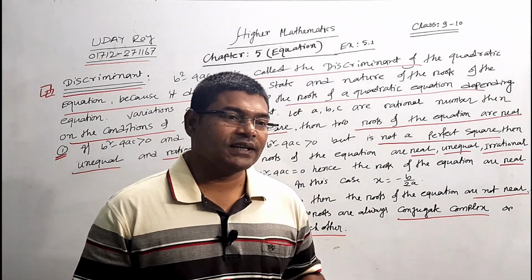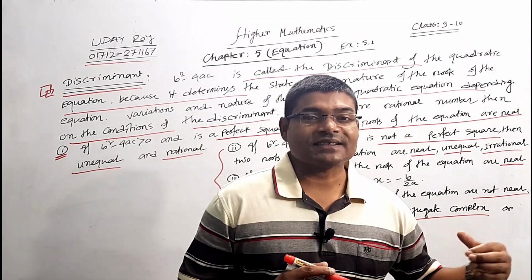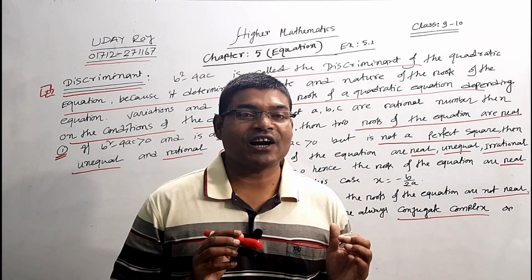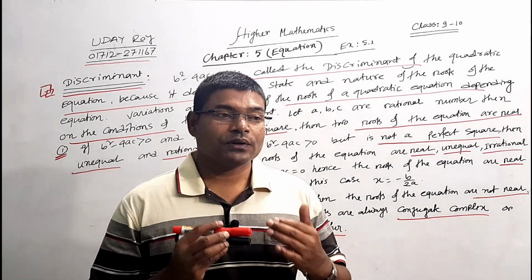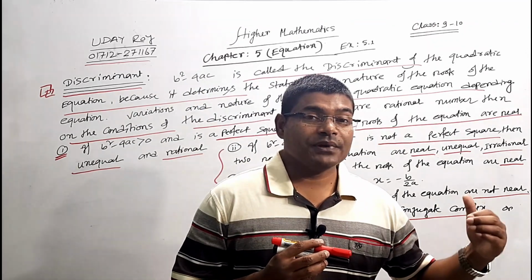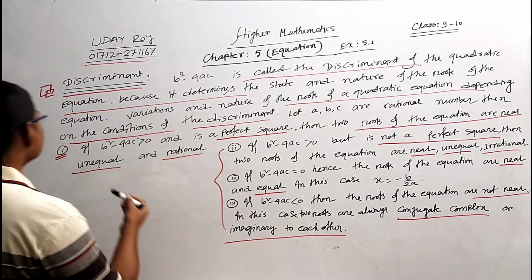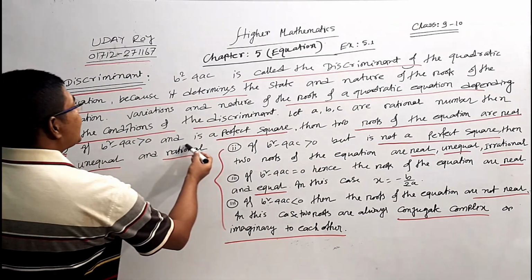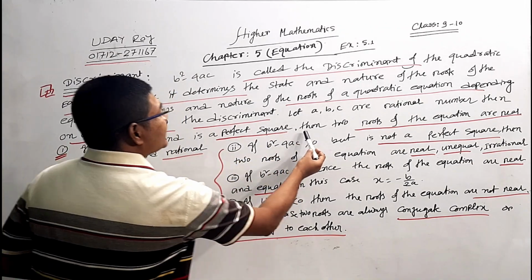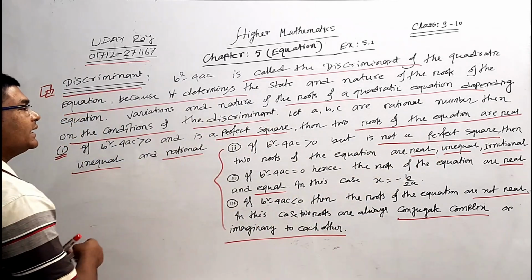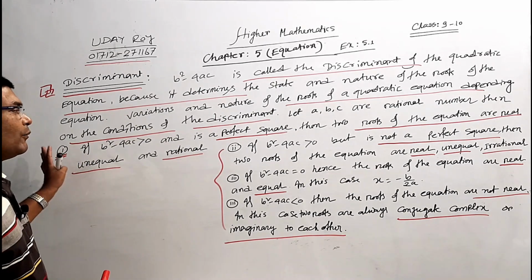When we solve the maths, we can easily find out b square minus 4ac. Already we have seen the quadratic equation is ax square plus bx plus c equal to 0. That is the standard form of a quadratic equation. So easily we can find out the values of a, b and c, the coefficients. Number 1: if b square minus 4ac is greater than 0 and a perfect square, then the two roots of the equation are real, unequal and rational. This is condition 1.